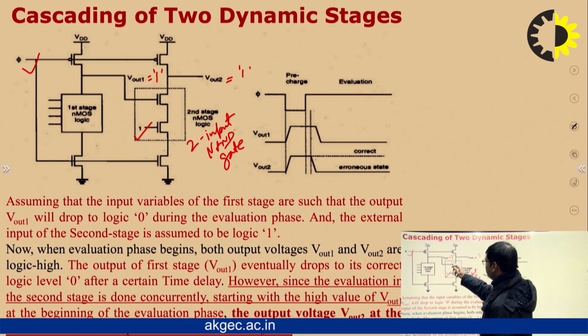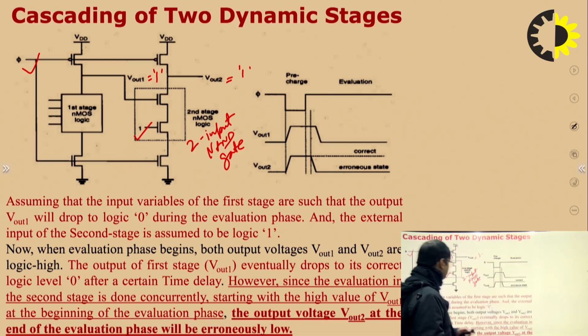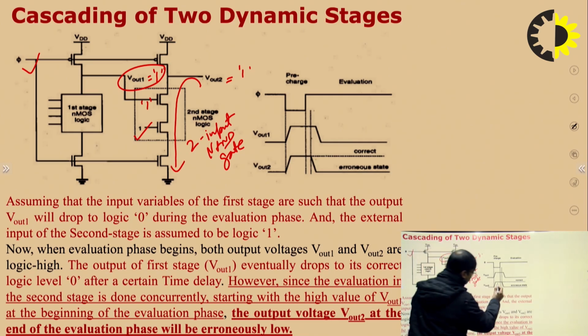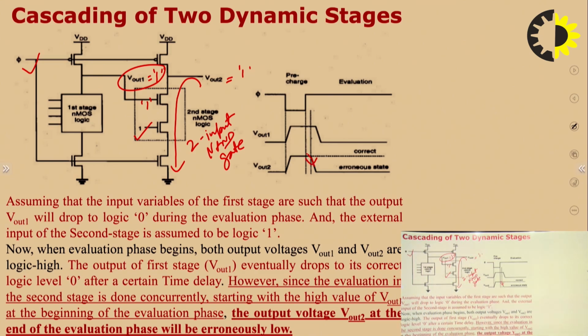Now, what happens when the pre-charge phase ends and the evaluation phase begins? At that time, we see that the output of the first stage is logic 1. Now, if this logic 1 is given here and the second transistor already has logic 1, what will happen? Vout2 will start discharging.